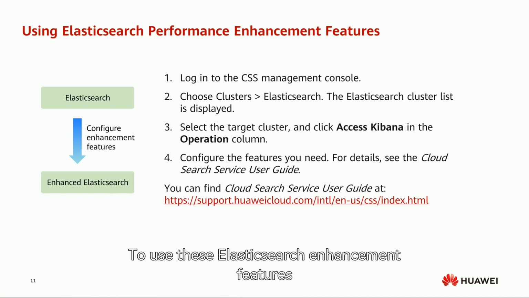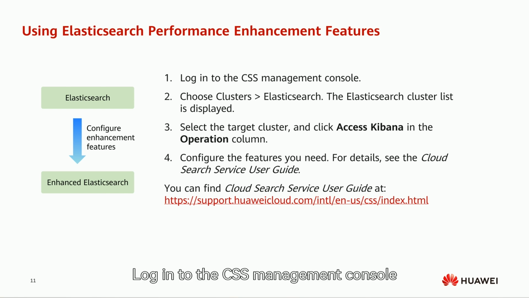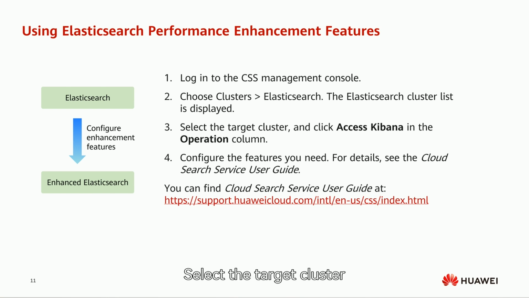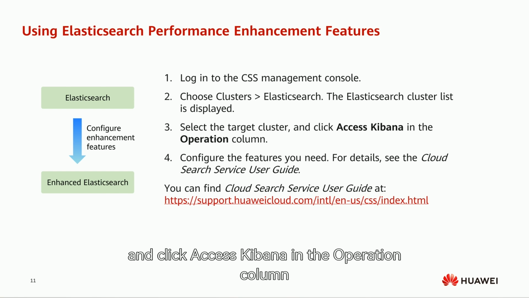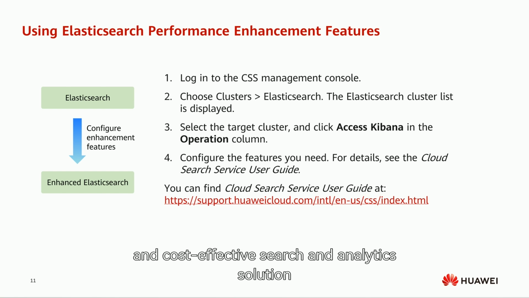To use these Elasticsearch enhancement features, you need to configure your Elasticsearch clusters on the CSS console. Step 1. Log in to the CSS Management Console. Step 2. Choose Clusters, Elasticsearch. The Elasticsearch cluster list is displayed. Step 3. Select the target cluster and click Access Kibana in the operation column. Step 4. Configure the features you need. For details, see the Cloud Search Service User Guide. After completing these steps, you get an efficient, stable, and cost-effective search and analytics solution.